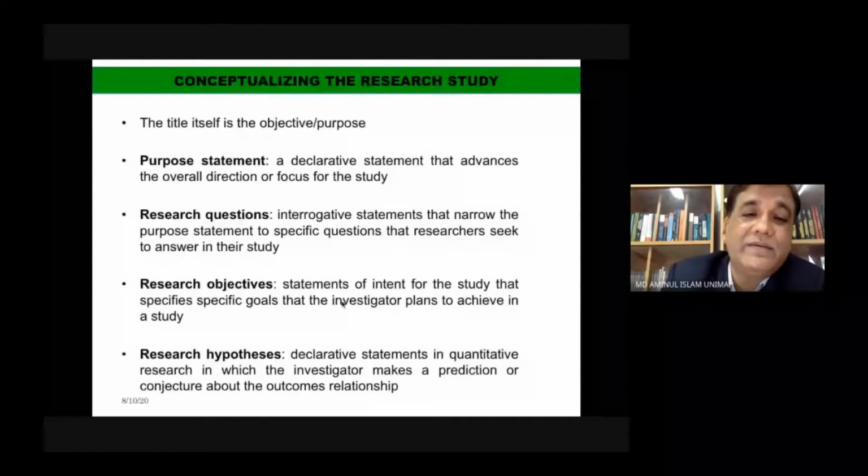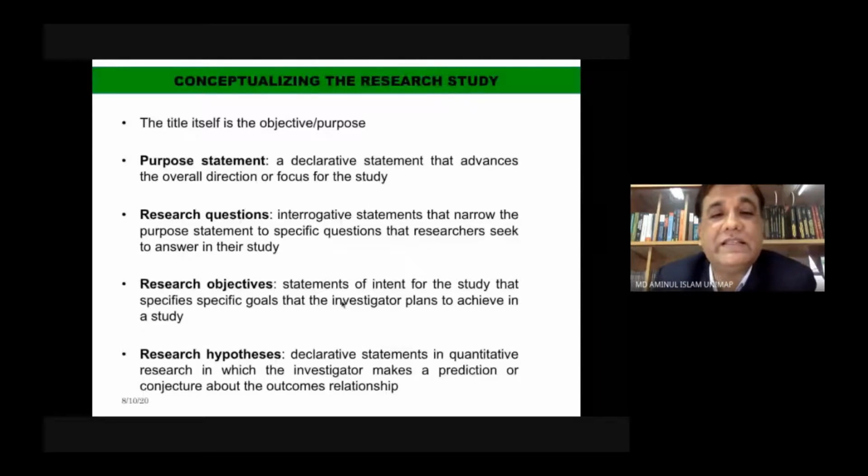So this is what we have. You have your title, and then we have purpose statement, research question, objective, hypothesis, which is very common. Now, this is something I got from social media. This is supervisor and examiner's expectation from a PhD research.